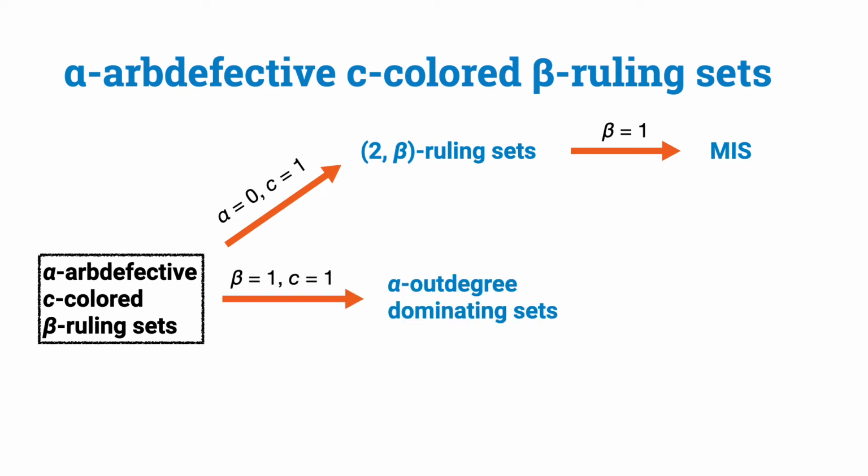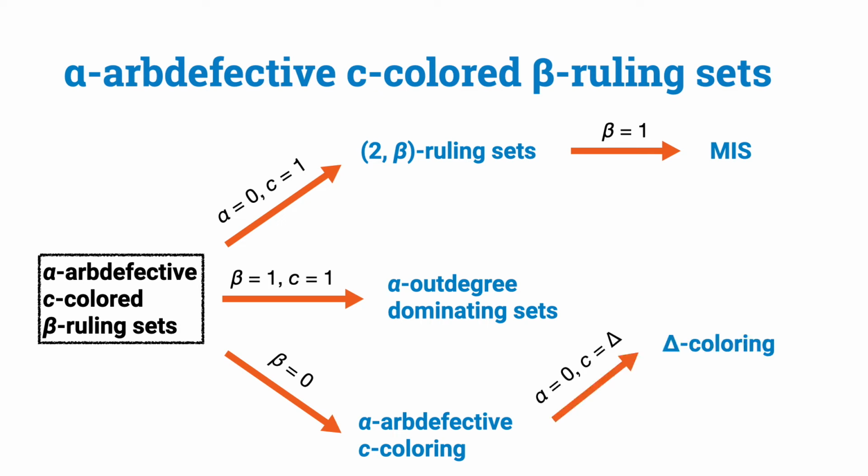If, on the other hand, we set beta and C to 1, we obtain lower bounds for bounded out-degree dominating sets, which are a variant of dominating sets that have been studied in the distributed setting. Instead, if we set beta to 0, we get that all nodes must be colored, and hence we obtain lower bounds for alpha-defective C-colorings, which are an important primitive that has been used to solve other variants of the coloring problem. And if we set alpha to 0 and C to delta, we get a lower bound for the delta coloring problem.